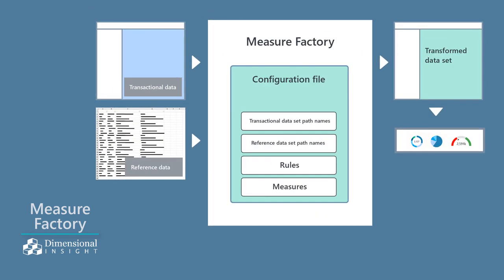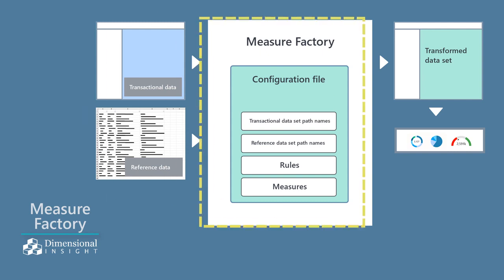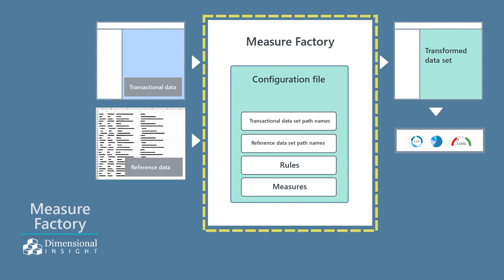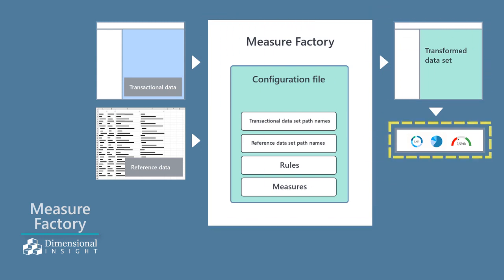So that's the Measure Factory process. You identify your data inputs, create a configuration file that specifies the data inputs, rules, and measures you want to use, run the configuration file, and either analyze the output in ProDiver or use it to create a dashboard element on a DivePort page.